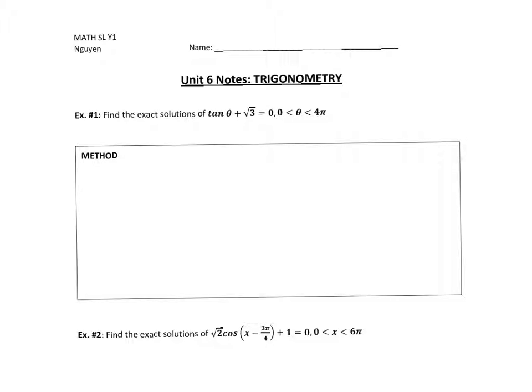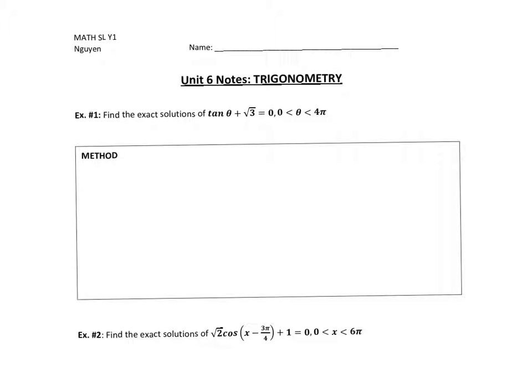It's not 2 pi, what is it? What is the period for tangent functions? Ideas? Pi. Every pi tangent repeats. Okay, so every pi tangent repeats. We keep in mind that the period for tangent is pi.